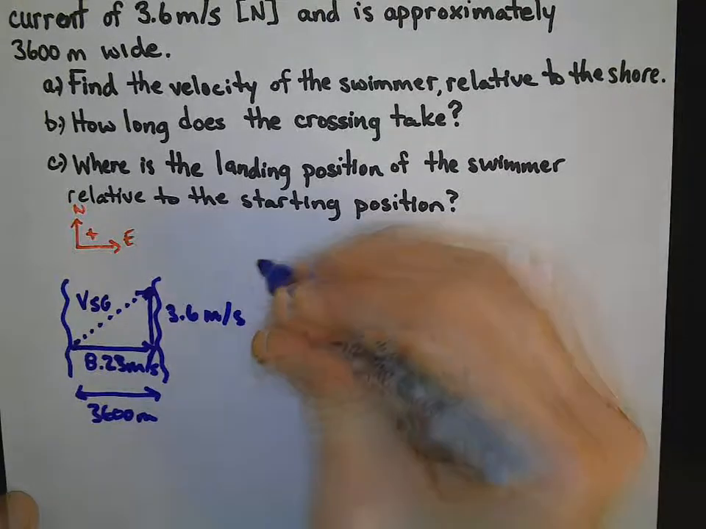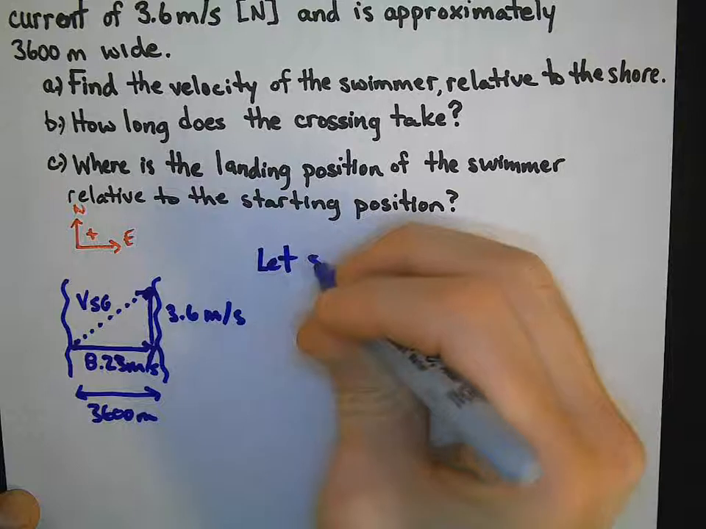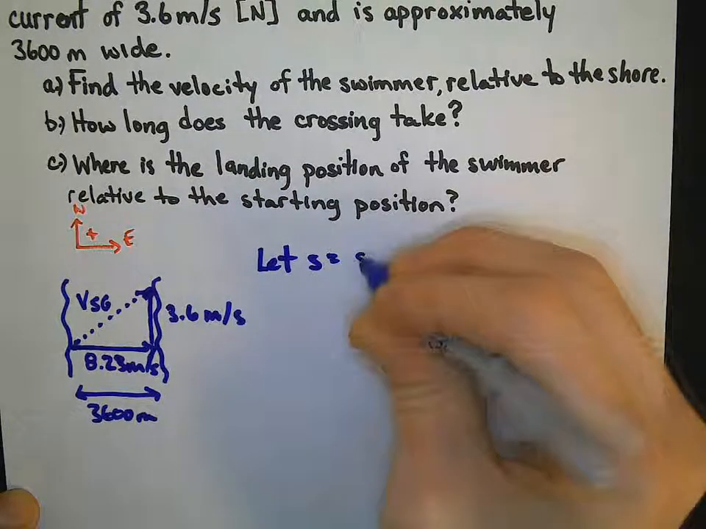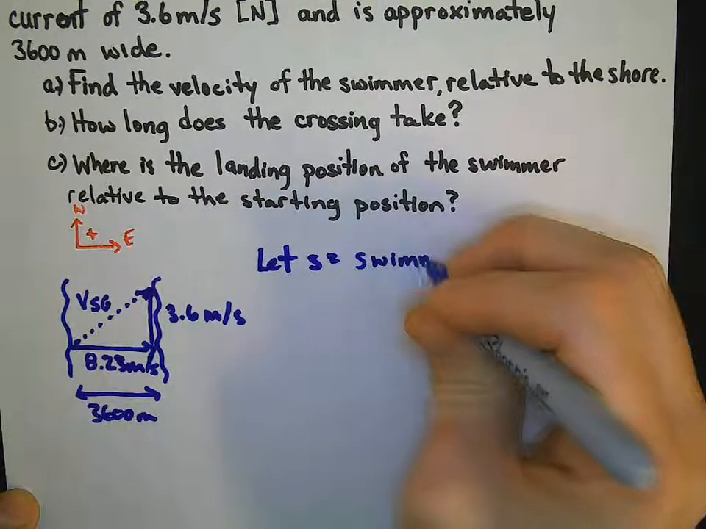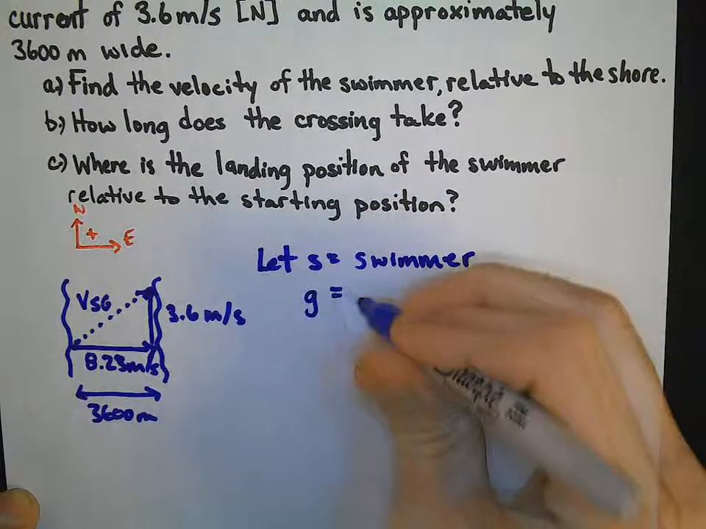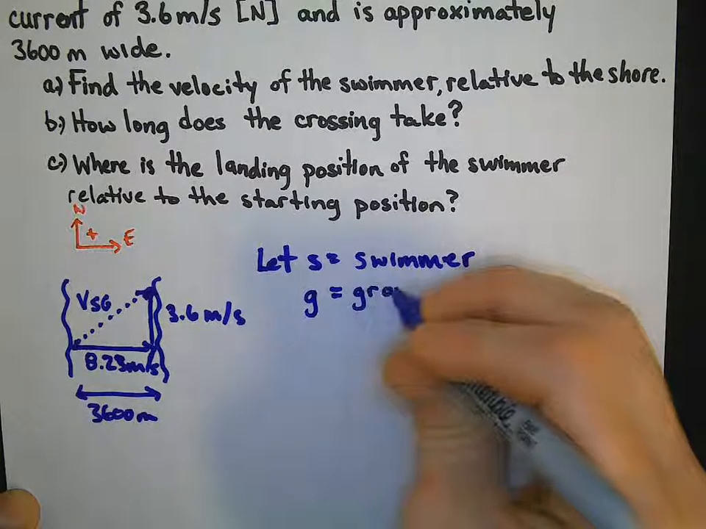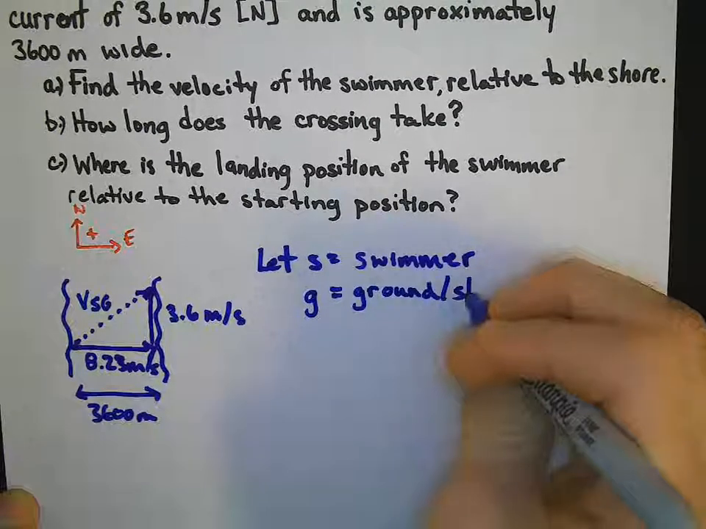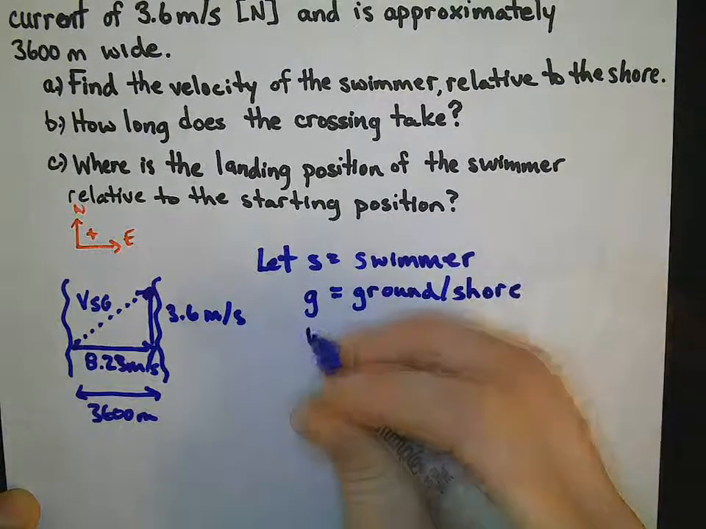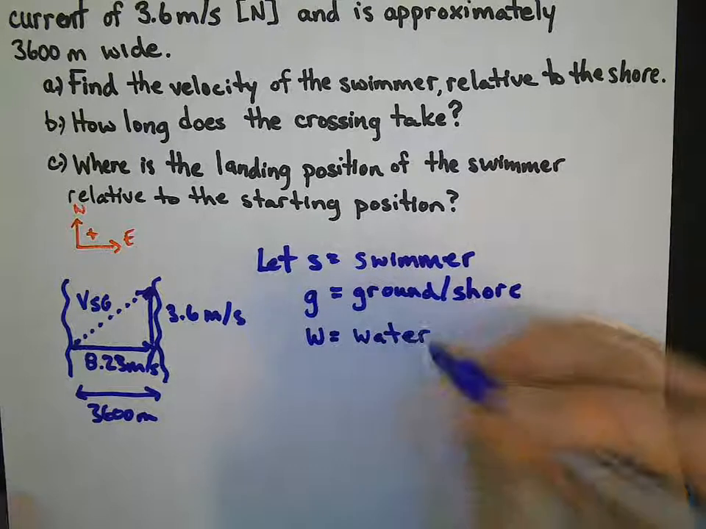So we shall make some variable declarations first. Let S represent the swimmer. Let G represent the ground or the shore. And let W represent the water.